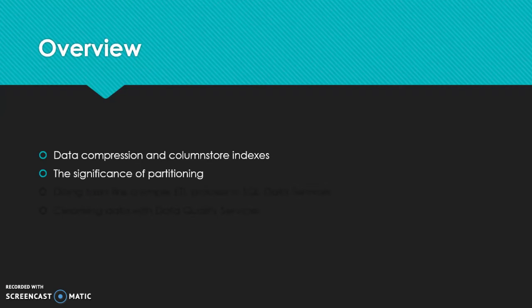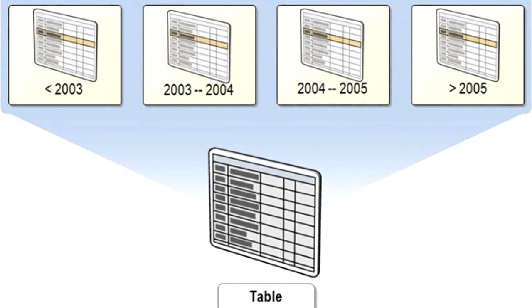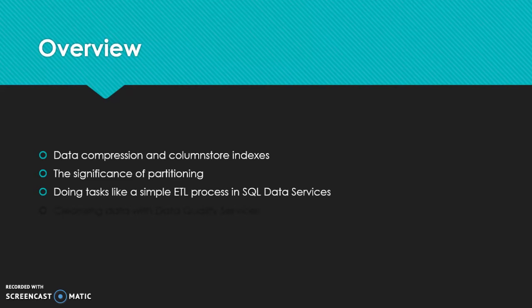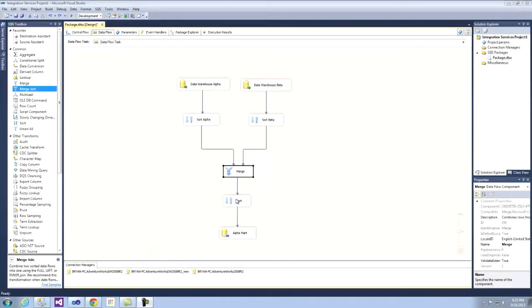Next is the significance of partitioning. Partitioning is basically a way to help us support very large tables and indexes by letting us decompose them into smaller and more manageable pieces called partitions. Next is doing tasks like a simple ETL process in SQL Data Services. We were able to do hands-on activities with the use of SQL Data Services using a lot of different tasks like data flow tasks, SQL tasks, and many more.